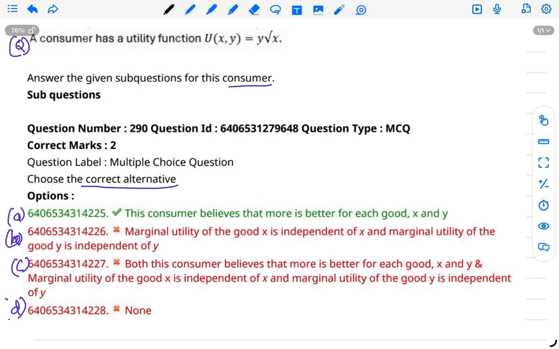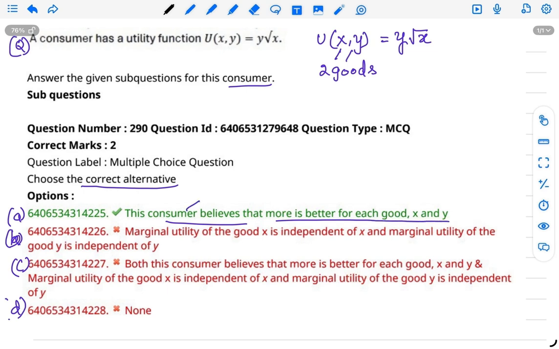So the consumer has a utility function u(x, y) = y root x, where x and y are two goods. The first option is: the consumer believes that more is better for each good x and y.